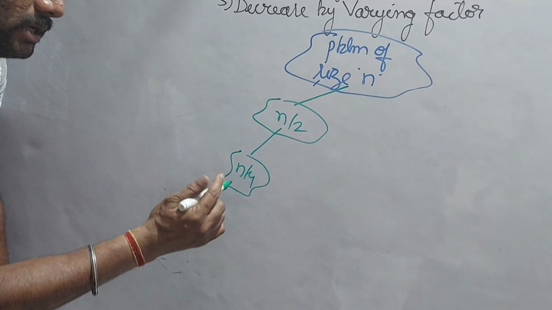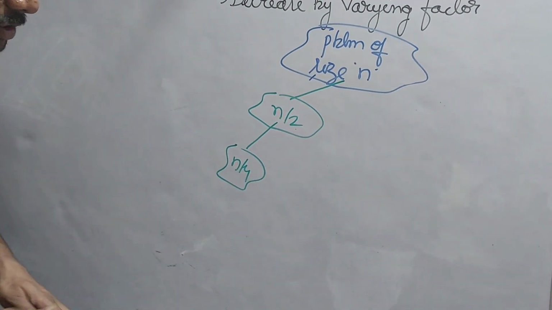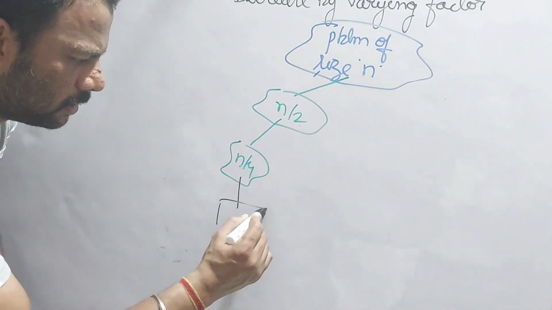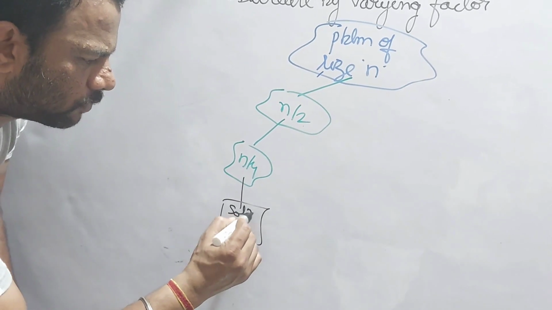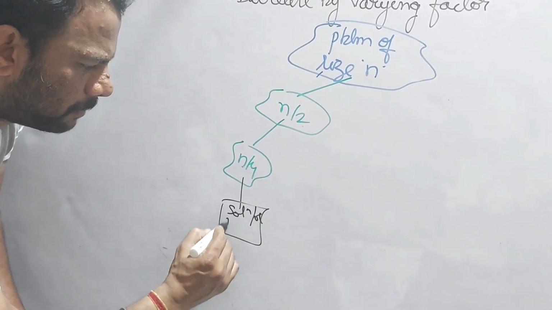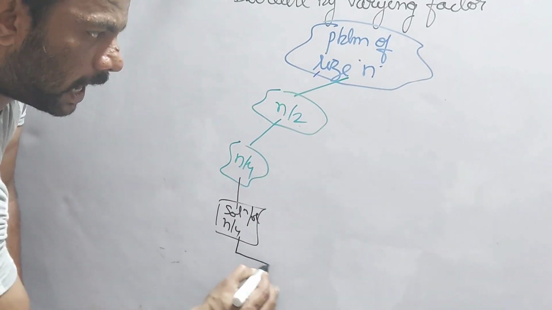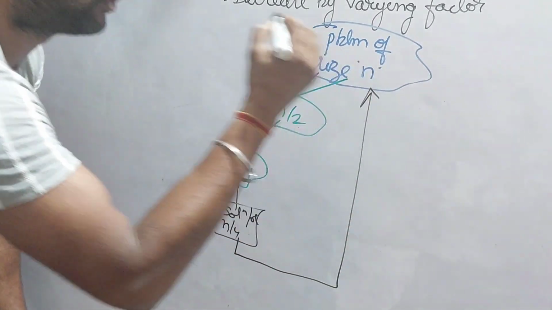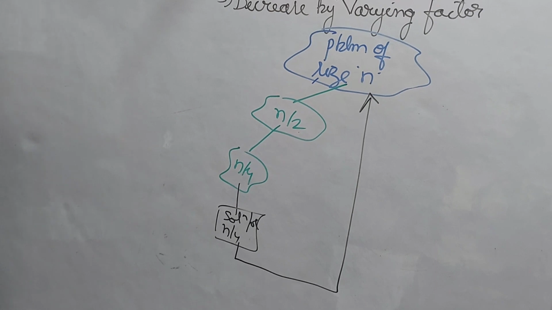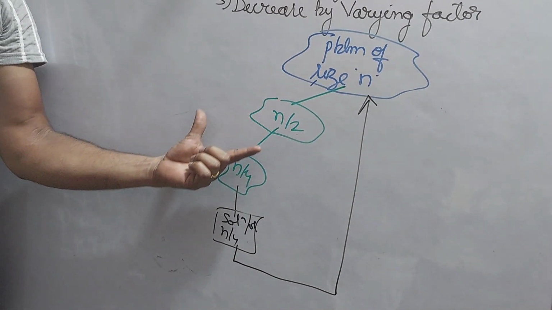Assume this is a smaller instance. Once we get the solution for this smaller instance, the solution for the problem of size n/4, from this solution I can get the solution for the overall problem. This is how decrease by constant factor works.